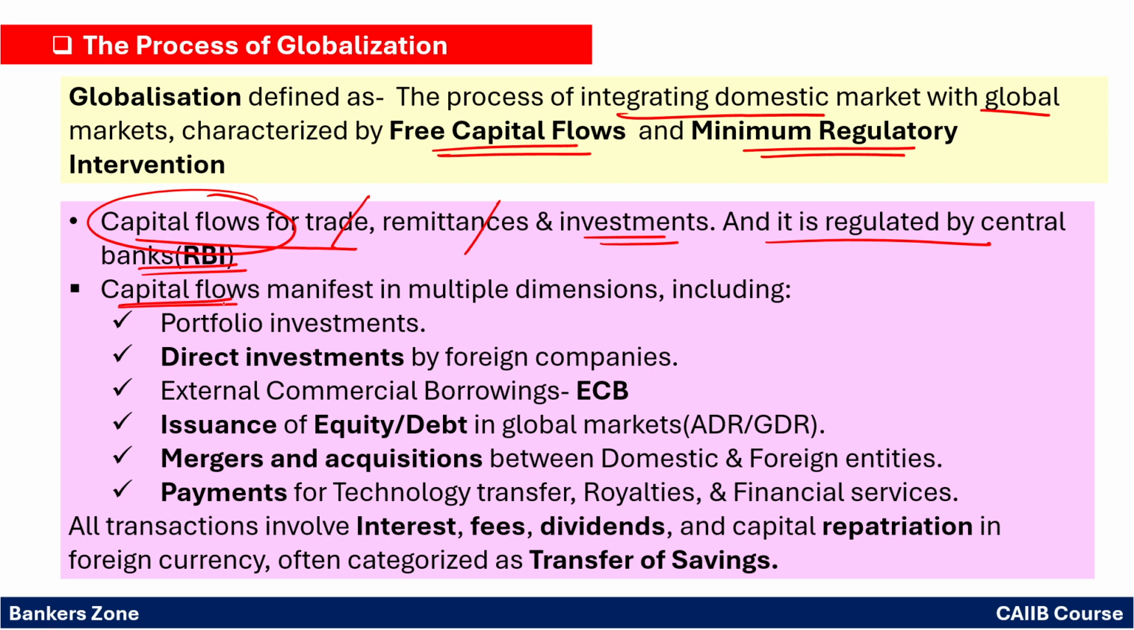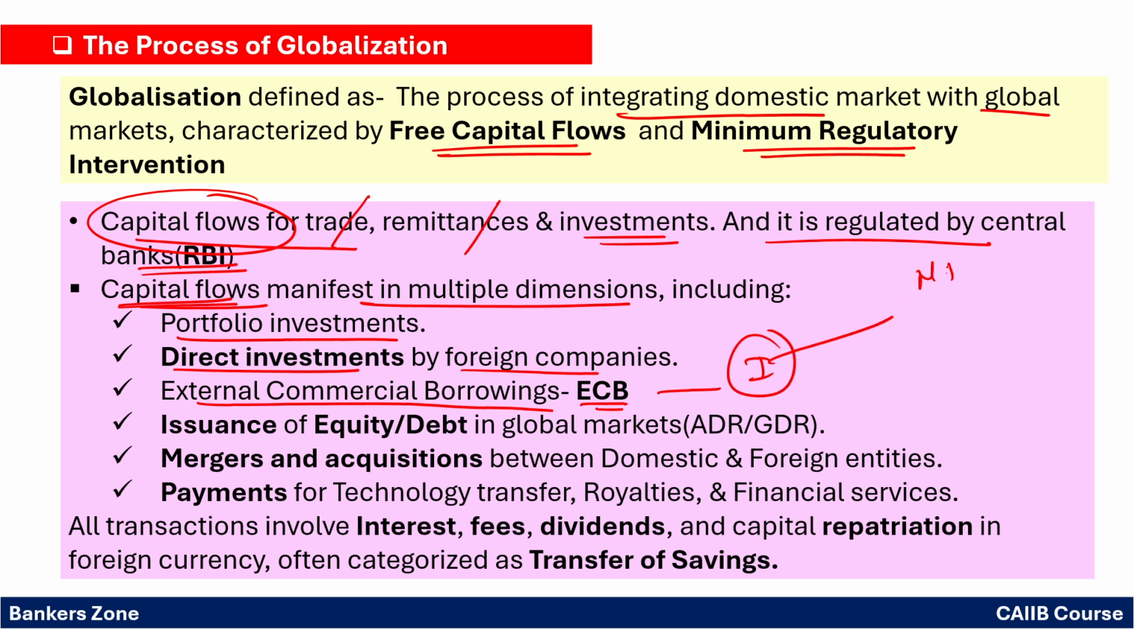Capital flow: what is capital? Capital means big money, simply for the purpose of investment. That is called capital. Capital flow manifests in multiple dimensions. Why basically capital flow? For the purpose of portfolio investment, for direct investment by a foreign company, and ECB, external commercial borrowing. What is ECB? It simply means an Indian company taking a loan from a non-Indian company, right? An Indian company taking a loan from a USA company is called external commercial borrowing.